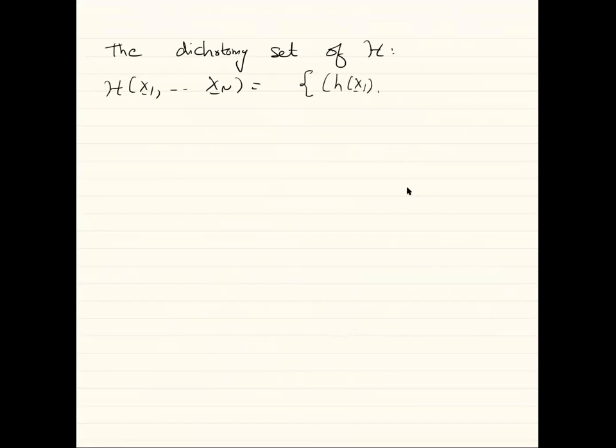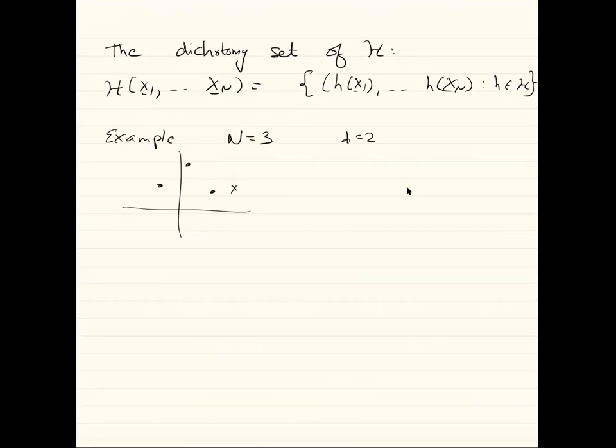Now the dichotomy set of H, denoted by H of x1 to xN, is basically the collection of dichotomy vectors for each h in the set H. So it's basically just an enumeration over all hypotheses in the set H. To think about it, let's consider the case when N is 3 and we are in 2 dimensions, and suppose we have 3 points like this.